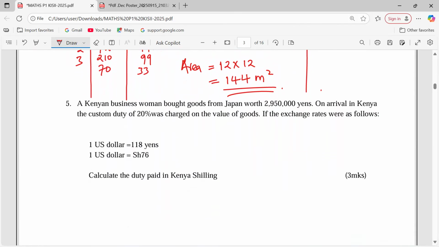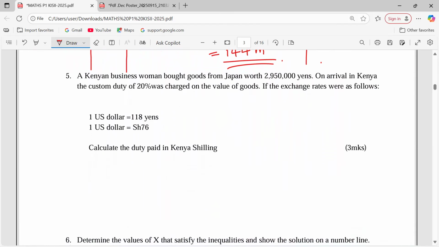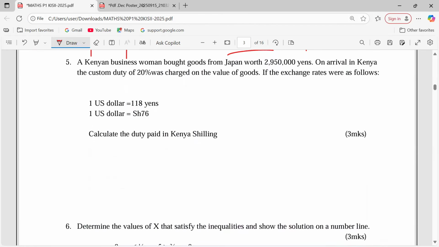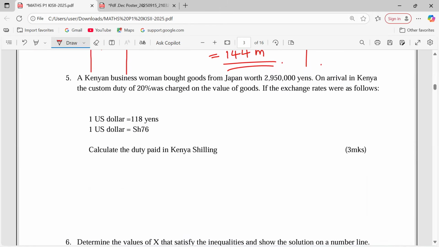At number 5, a Kenyan businesswoman bought goods from Japan worth 2.95 million yens. On arrival in Kenya, a custom duty of 20% was charged on the value of goods. If the exchange rates were as follows: $1 equals 118 yens, and $1 equals 76 Kenya shillings, calculate the custom duty paid in Kenya shillings.